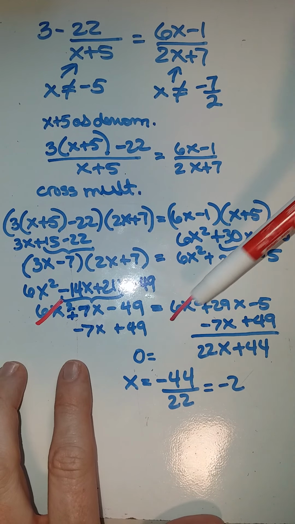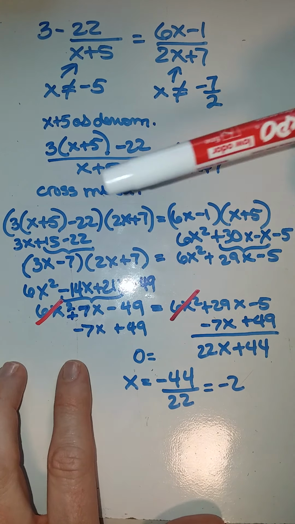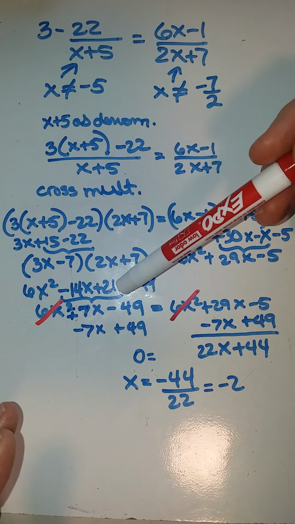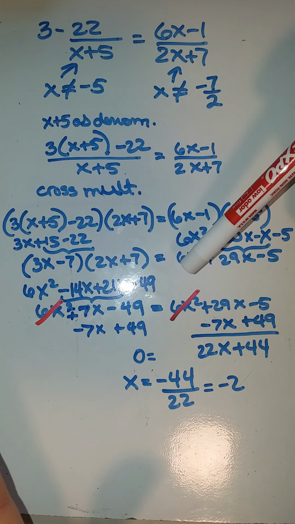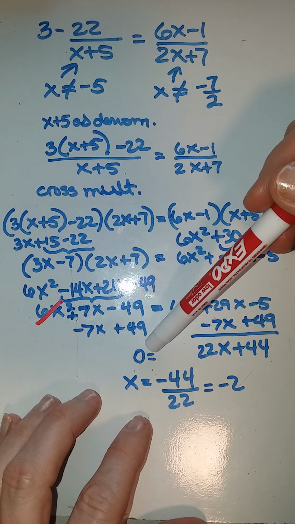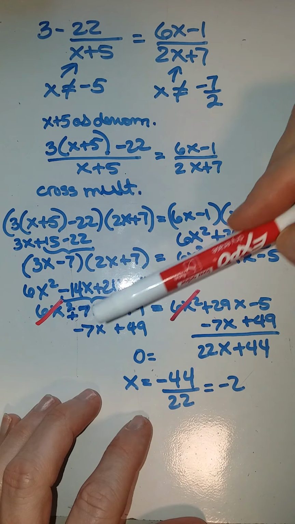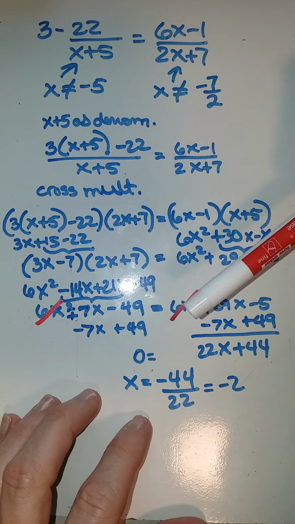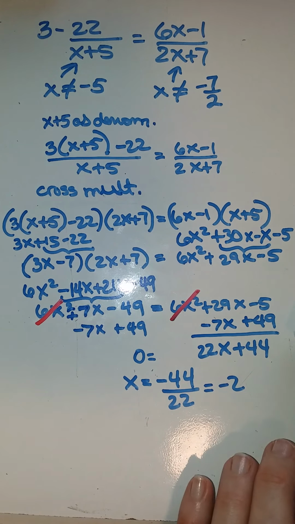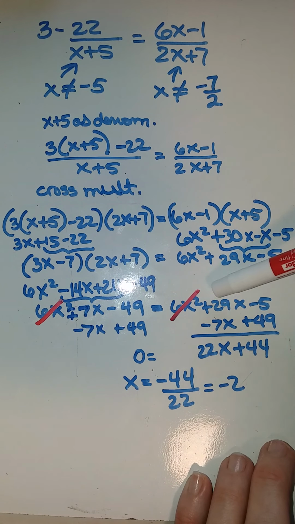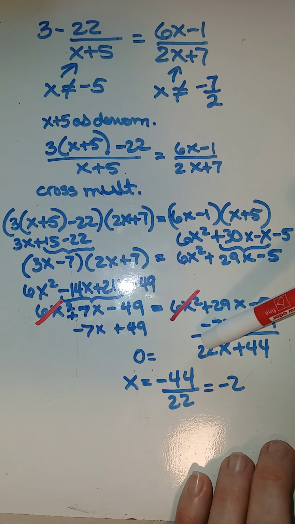Now, what I've already done here is cancel out. When we have that 6x squared on either side, we don't even have to deal with them. And what I'm going to do here is set this side equal to 0. And in order to do that, I have to take away the 7x and add 49. And if I do it to one side, I'm going to do it to the other side here. And once I do that, I'm going to end up with 22x and 44.